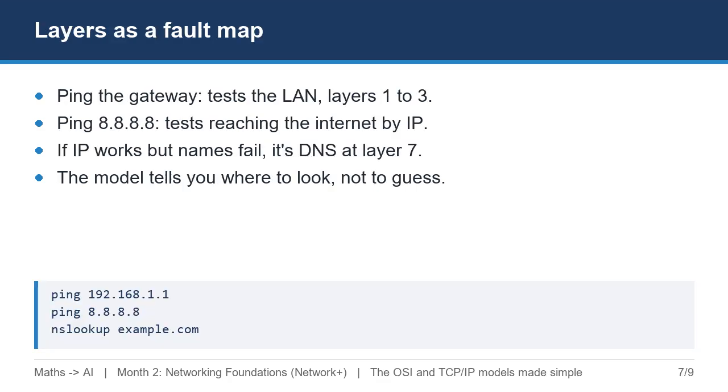Here's the real payoff. When a user says the internet is down, you work the layers. Ping your gateway to test the local network. Ping 8.8.8.8 to test reaching the internet by IP address. Then run nslookup to test names. If you can reach 8.8.8.8 but not a website name, the link is fine and the problem is DNS, up at layer 7. The model tells you exactly where to look.